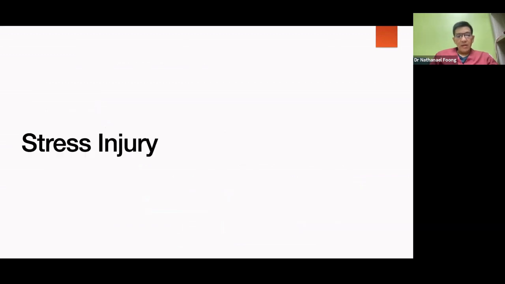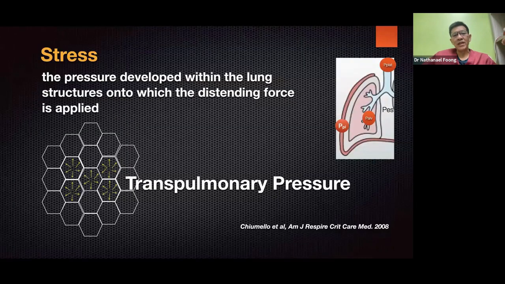So let's break down this stress injury. What does it mean by stress injury? The definition of stress injury is basically the pressure that develops within the lung structures onto which the distending force is applied. In other words, this is the transpulmonary pressure, and it's actually the resultant of two pressures, the alveolar pressure and the pleural pressure. I think most of us will know and understand this, right? Now, when the transpulmonary pressure is used to distend the alveoli, the pressure that is pushed in is transmitted equally on all sides of the alveolar wall, all right?